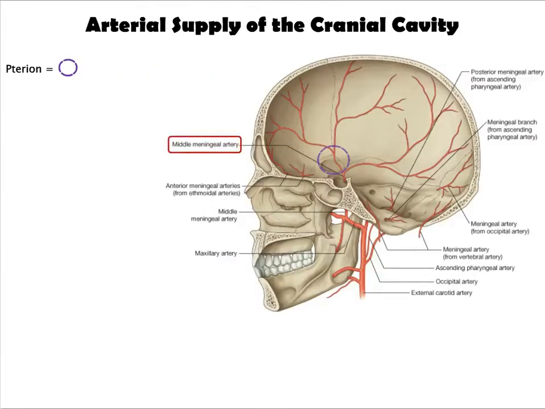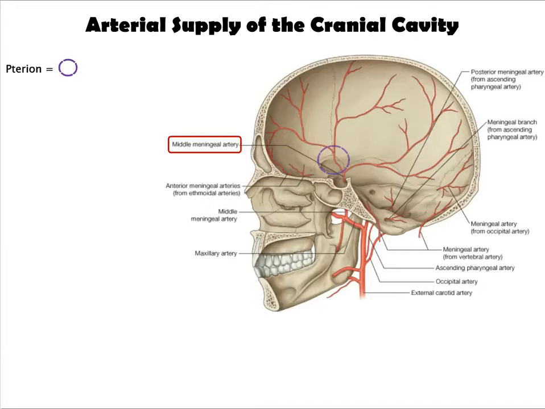Both the calvaria and the meninges require a rich arterial supply. The largest and most notable of the meningeal arteries is the middle meningeal artery. Within the infratemporal fossa, the middle meningeal artery branches from the maxillary artery, and then it courses cranially through the foramen spinosum to reach the epidural space in the cranial cavity. Once inside the cranial cavity, it divides into an anterior and posterior branch. The anterior branch of the middle meningeal artery crosses the internal surface of the pterion of the skull. The pterion is a region of the lateral skull where 4 bones converge, including the frontal bone, sphenoid bone, parietal bone, and the temporal bone.